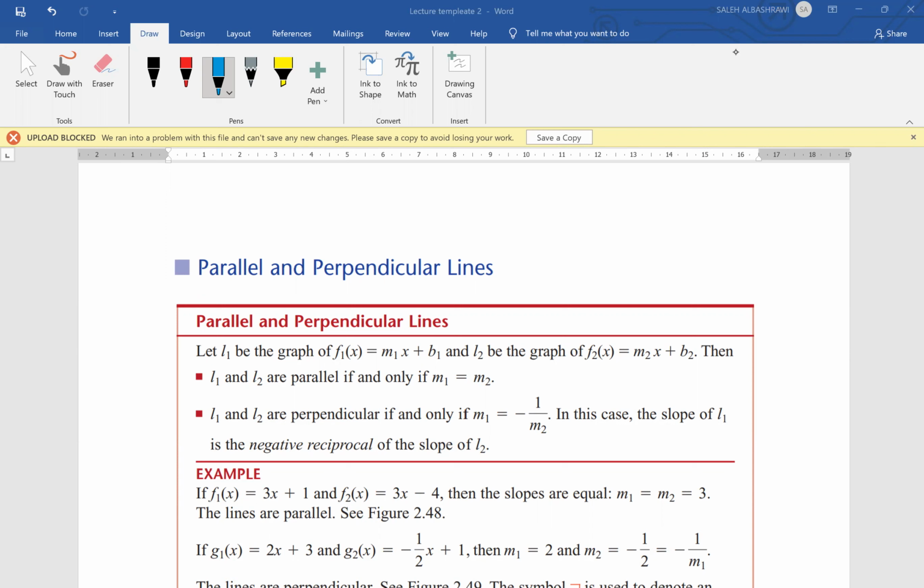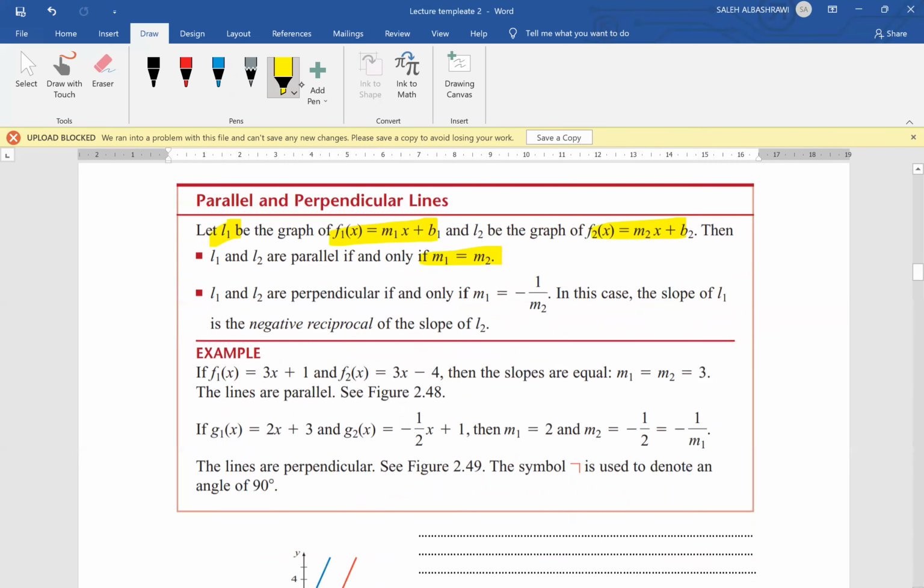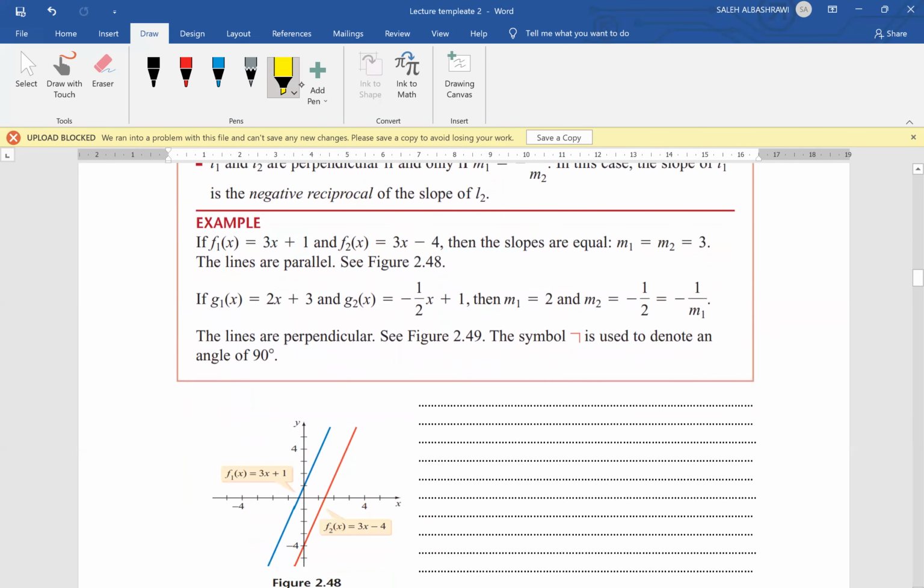Let L1 be the graph of the linear function f1 given by m1x plus b1. This is a linear function that we represent by a line L1. And let L2 be the graph of a second linear function given by m2x plus b2. Then we say that L1 and L2 are parallel if and only if m1 equals m2. By parallel, we mean this graph: the two lines are not intersecting. These two lines are parallel.